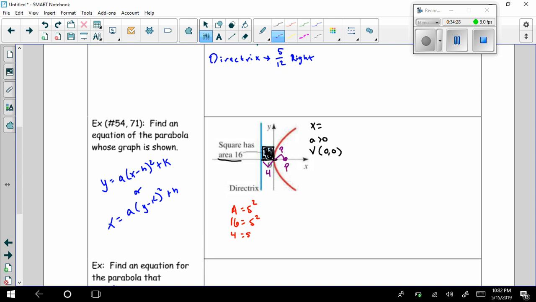So if we're going from 0, 0 and we're moving right 4, I'm going to put 4 instead of p, then our focus is at that point 4, 0. Remember, look back at your very first page, p, 0, and our directrix is x equals the opposite of p, so negative 4.